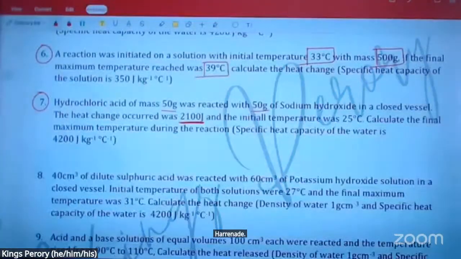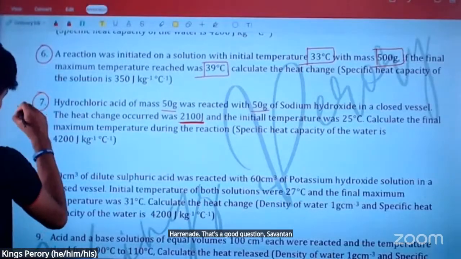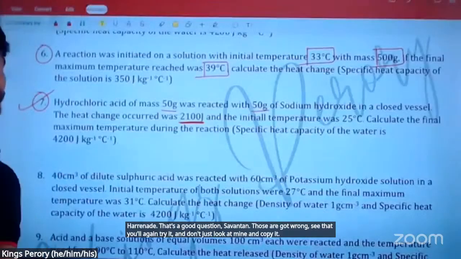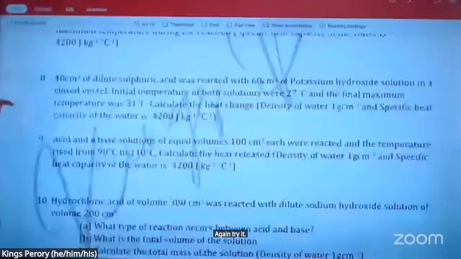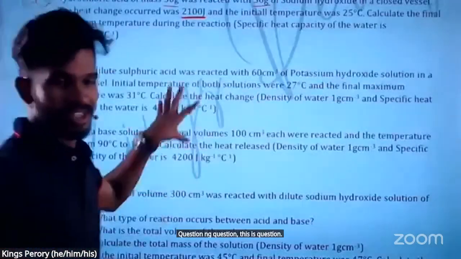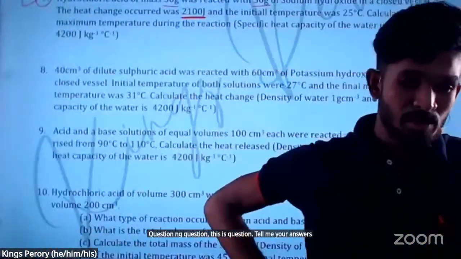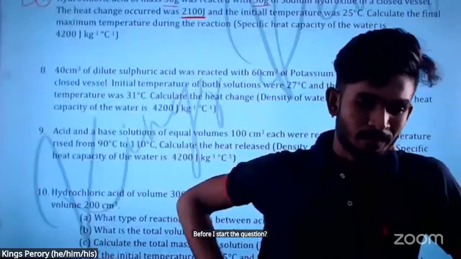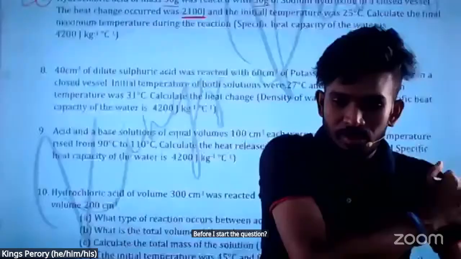That's a good question. Those who got it wrong, try it again and don't just look at mine and copy it. Try again. Eighth question. Send me your answers for the eighth question first before I start solving it. Just send your answers.